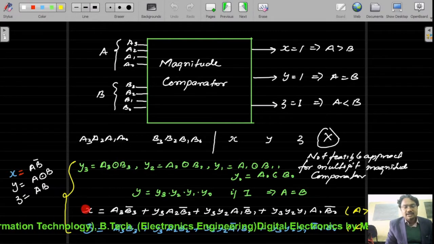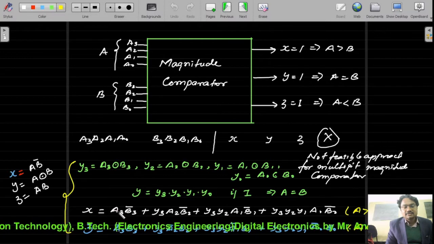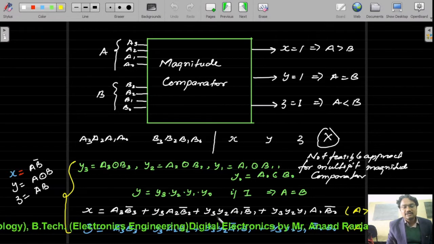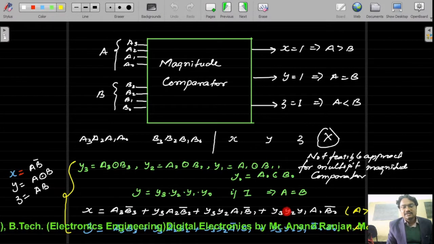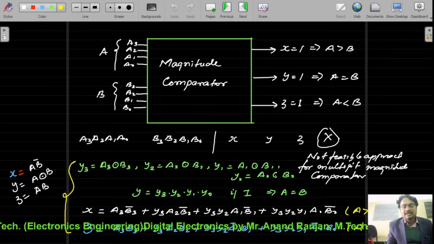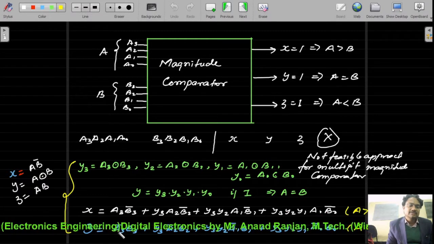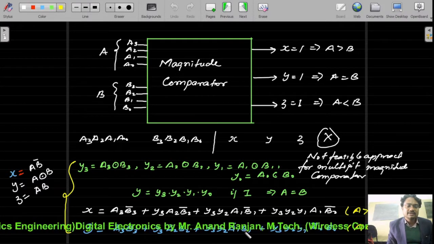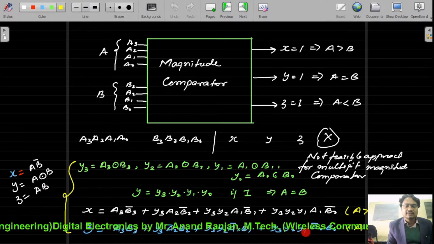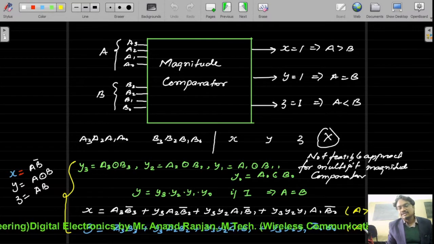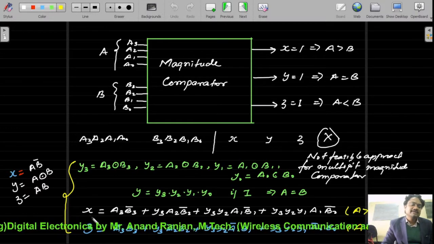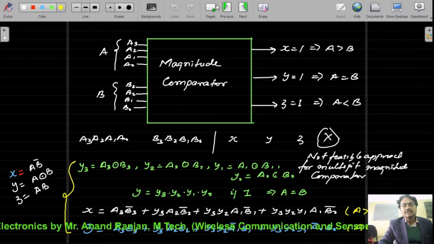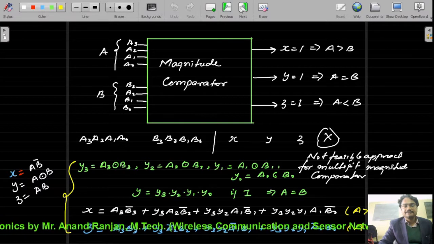And thirdly, x is equal to a3 b3 bar, y3 a2 b2 bar, y3 y2 a1 b1 bar, y3 y2 y1 a0 b0 bar, which signifies a greater than b, and Z is equal to a3 bar b3, y3 a2 bar b2, y3 y2 a1 bar b1, y3 y2 y1 a0 bar b0, which signifies a less than b. So with these Boolean expressions, we are able to construct the multi-bit magnitude comparator.